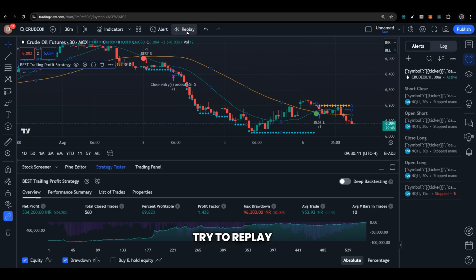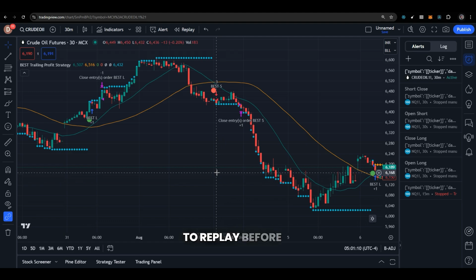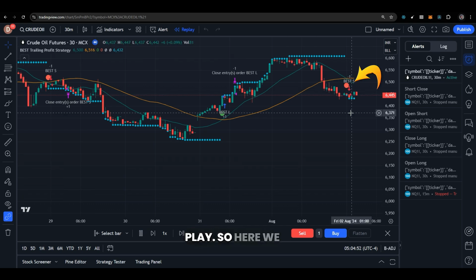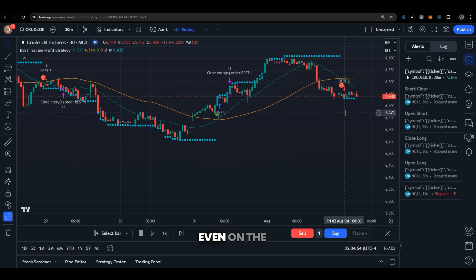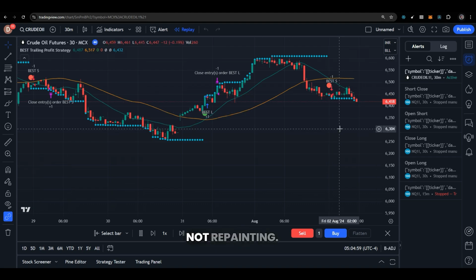So we will try to replay, to see whether the signal comes or not. That is Friday 2nd of August, 0030. Let's replay before this particular bar, because there we got the short. Just try to replay. Okay, let's play. Here we get the signal. You can see even on the replay it gives the signal at the same time as we expected. So it is not repainting.